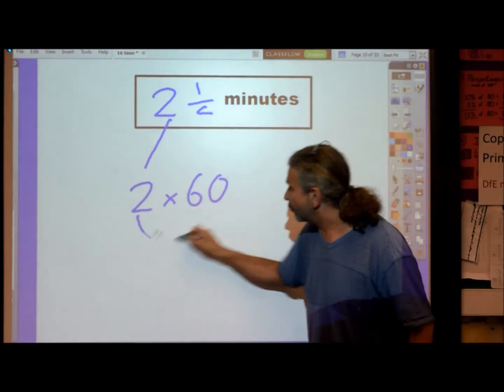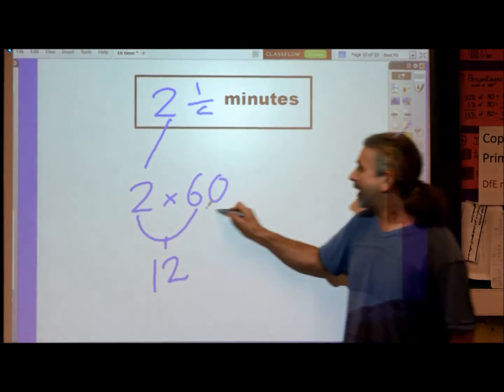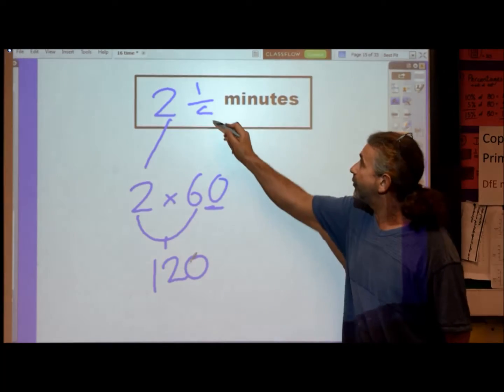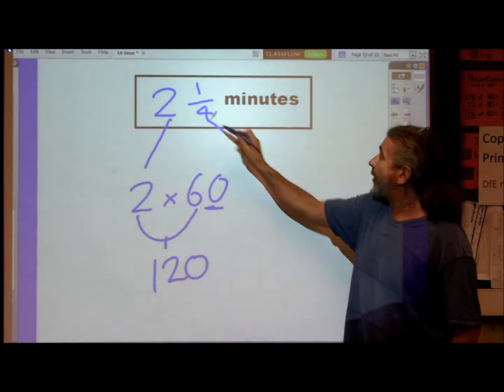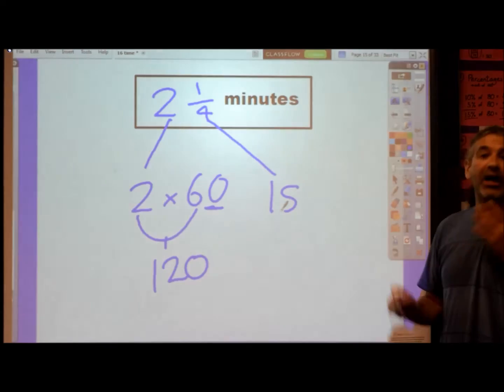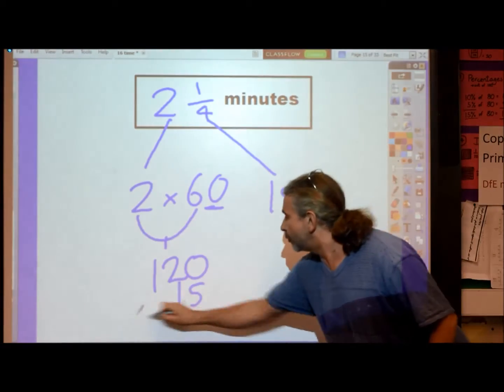Similarly, if we were asked to find 2 1/4 minutes, the 2 minutes would be 2 times 60 seconds. 2 times 6 is 12. Add the 0, 120 seconds. 1/4 of a minute is 15 seconds. Add those together, it would be 135 seconds.